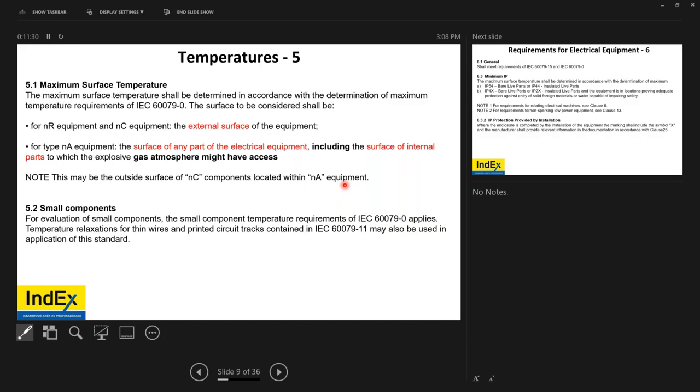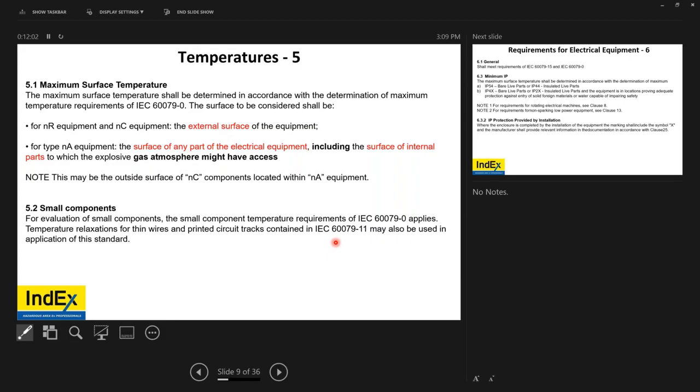A little too difficult. Now, small components. For the evaluation of small components, you apply 60079-0, general requirements. Now, the temperature relaxations for thin wires and printed circuit boards shall be as per 60079-11. This has been removed in dash 5. This is a layover from EXNL, energy limiting.